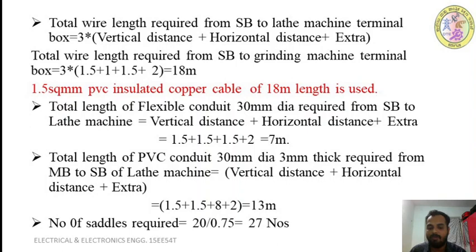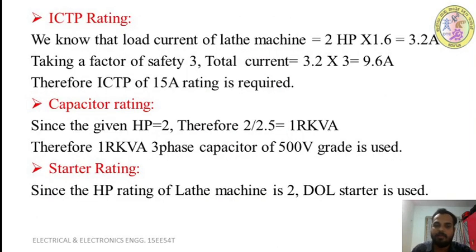You know why we are using 0.75, because at every 0.75 meter we are using 1 saddle. So that is 20 divided by 0.75, which is equal to 27 saddles required. So this is how we have calculated the length of the cable required from your main board to the starter board of lathe, and from your starter board of lathe to the lathe terminals, and the flexible PVC conduit length required, and the rigid PVC conduit length required. So next we calculate the ICTP rating. Here we are using ICTP because it is a 3-phase machine.